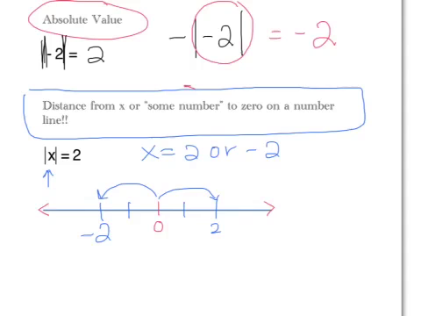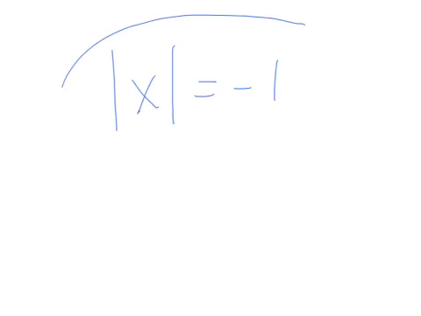One thing we have to be really careful with is absolute value like this. The absolute value of x equals negative 1. I want you to think about this tonight, and we're going to talk about it tomorrow. I want you to think about if there's any number that you can make x, that when you take its absolute value, you're going to get negative 1. So that's the thinking for tonight.